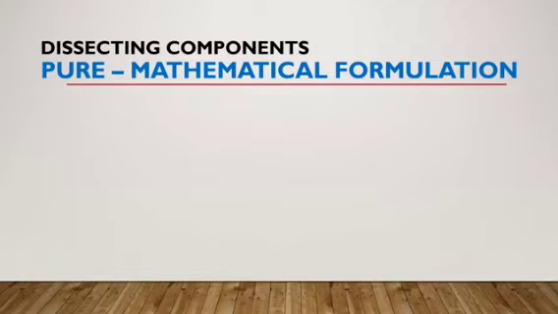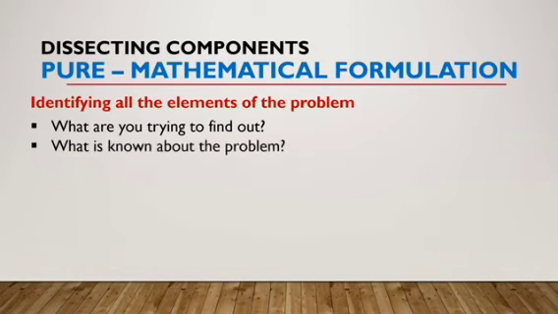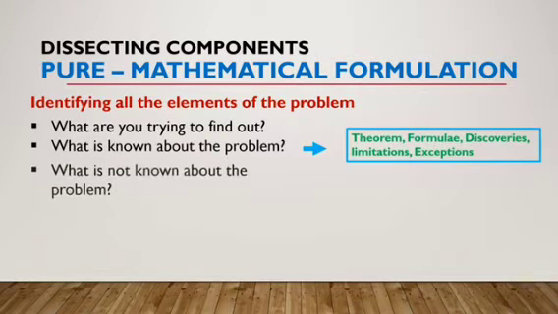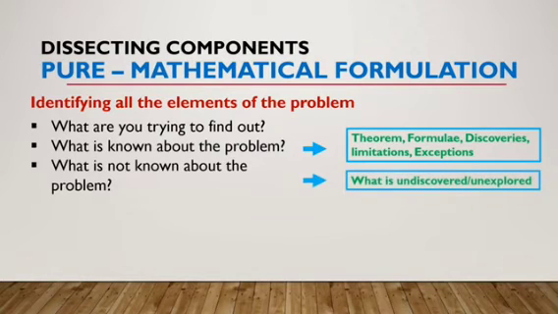The first stage of Colliers' process is to understand the problem. This is synonymous to identifying all the elements of the problem. In identifying the elements of the problem, you should state what you are trying to find out, what is known about the problem, and here you will include the theories, the formulae, the discoveries, limitations, and exceptions. And you can also state what is not known about the problem, that is, what is undiscovered or unexplored.